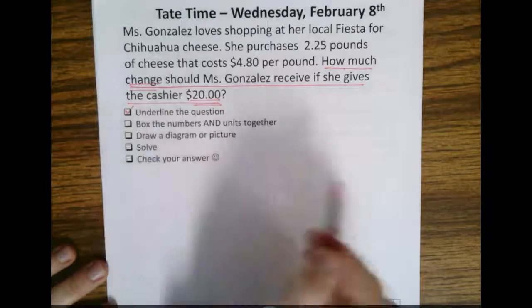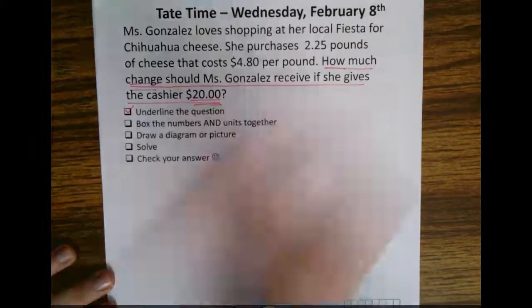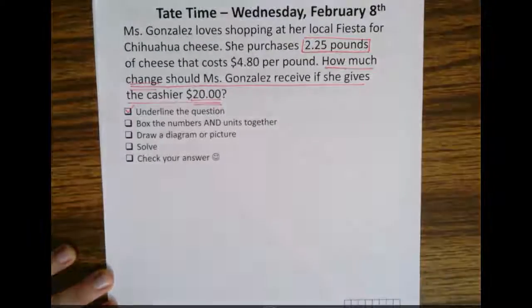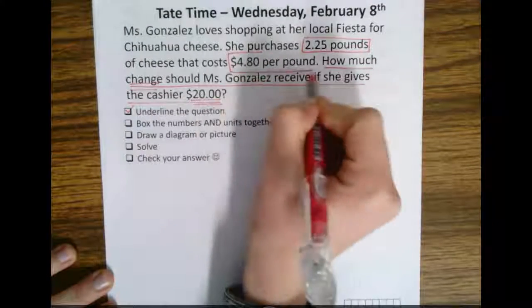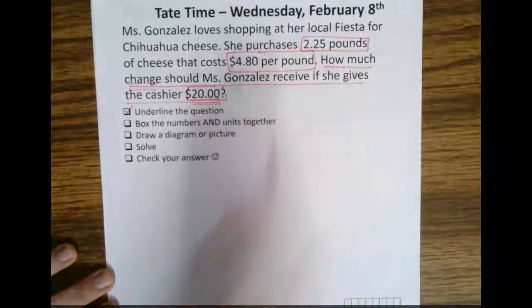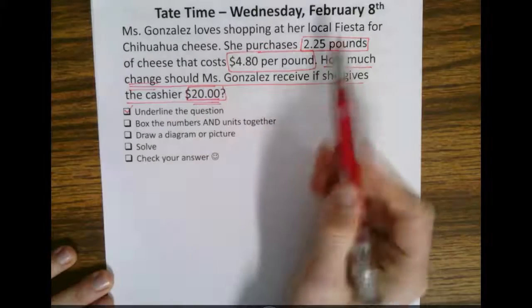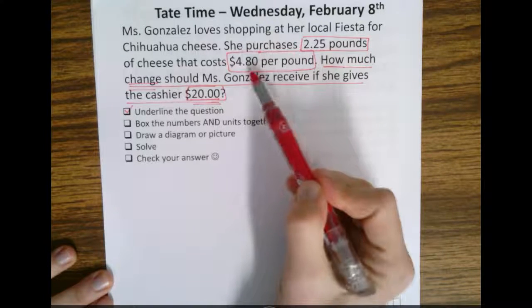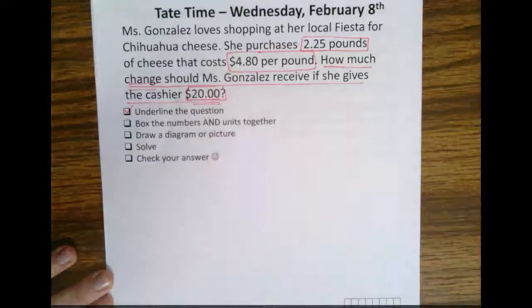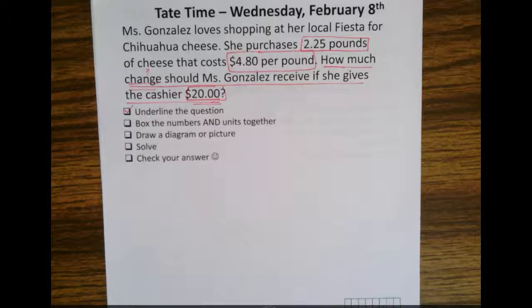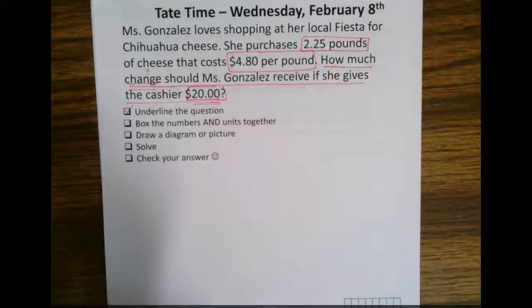Box the numbers and units together. So, it says she purchases 2.25 pounds of cheese, and it's also $4.80 per pound. This $20 is also very important because that's how much money she starts with. So, we have 2.25 pounds, or 2 2/25 of a pound, and it's $4.80 per pound, and we're going to give them 20 bucks. And we want to figure out the change. So the change is really the key word here because we're trying to say we're giving a transaction. We have money, we give them money, we're going to get some money back.